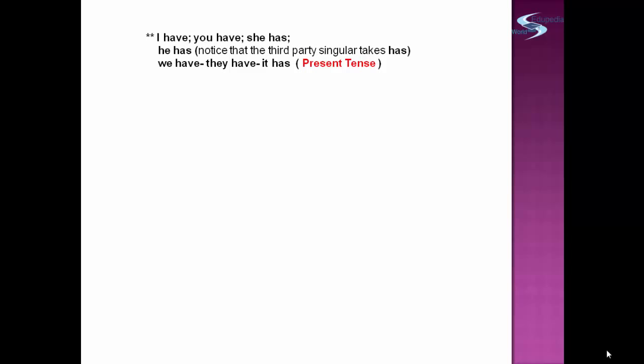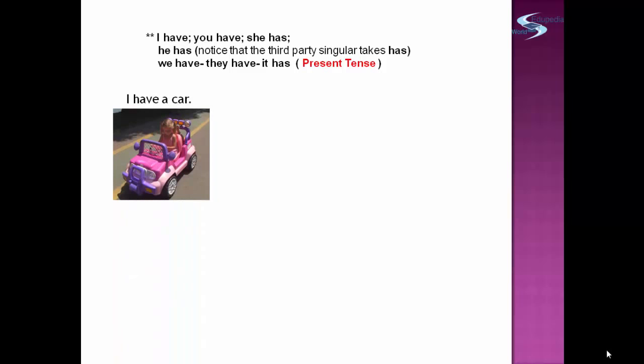I have, you have, she has, he has. Notice that the third person singular takes the form has. We have, they have, it has. These are all in the present tense. So we have an example.